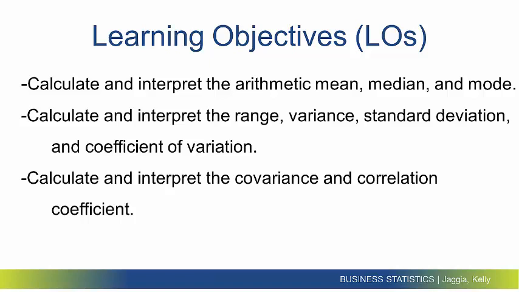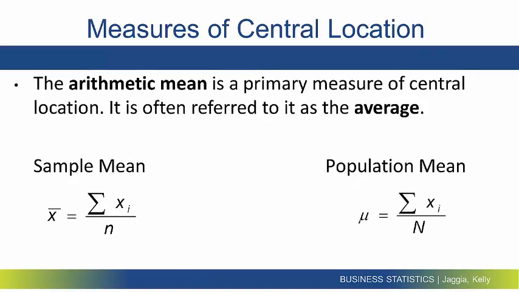Similarly, we're looking at calculating and interpreting our measures of dispersion. This is our range, our variance, standard deviation, and our coefficient of variation. Lastly, we're looking at measures that tell us about the relationship between two variables, and so we're going to go into a bit of detail about the correlation coefficient.